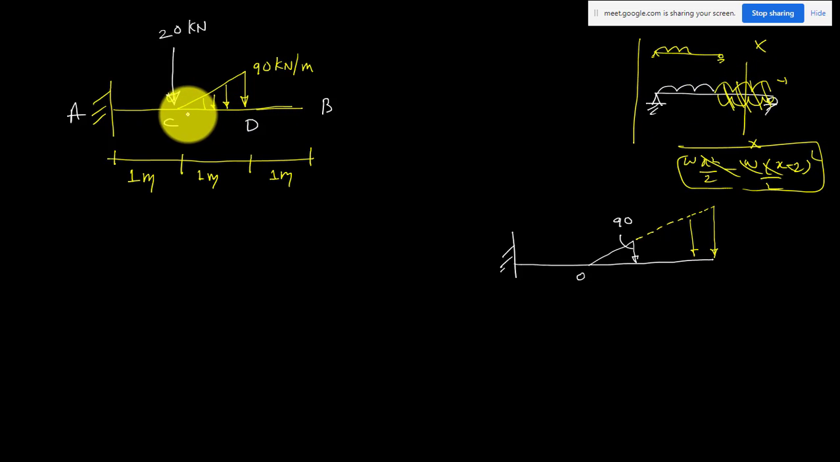Here the load is uniformly varying. Every 1 meter your load increases by 90. If you go another 1 meter you will get another 90, so 180 will be the intensity. It is uniformly varying, not uniform. So I am extending the same load, the same nature, the same trend. It means the same rate. The rate should be the same. So you extend like this, the yellow color load.